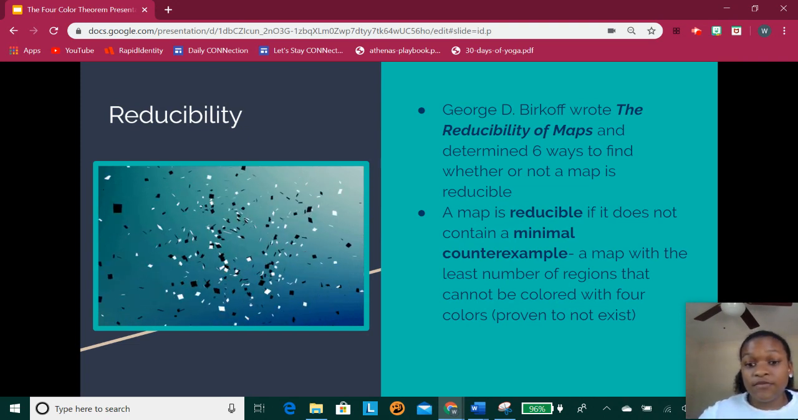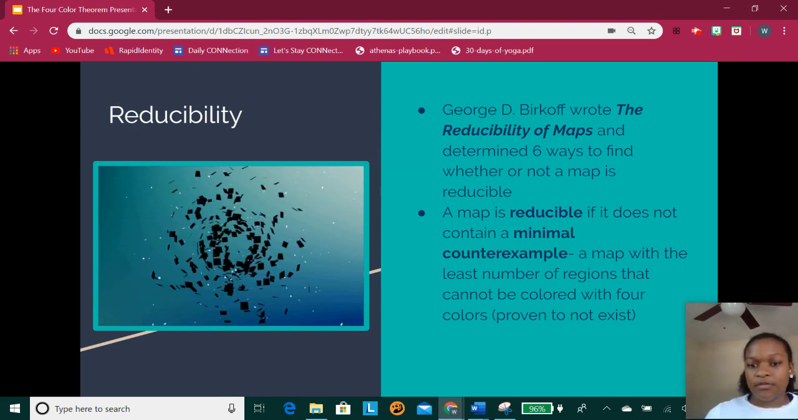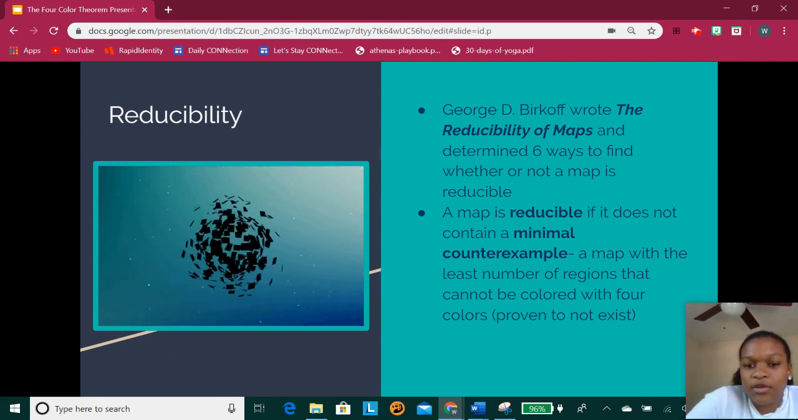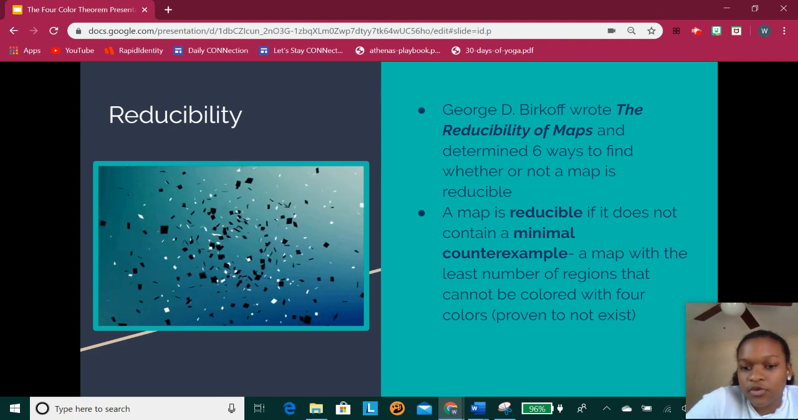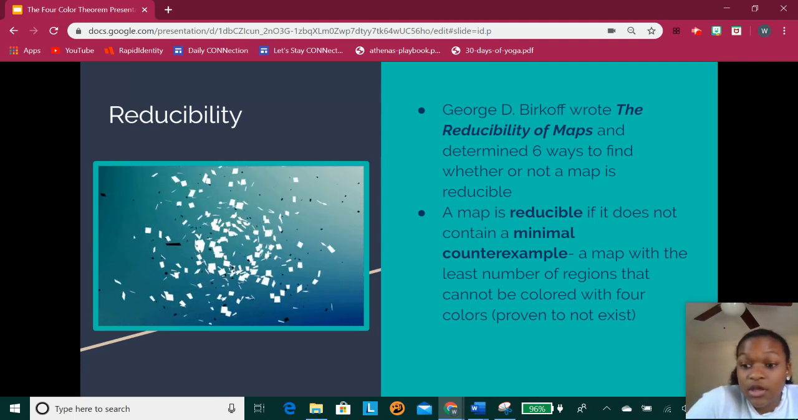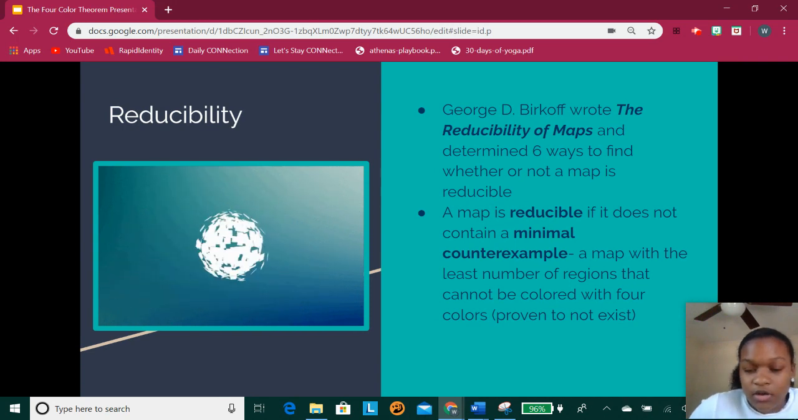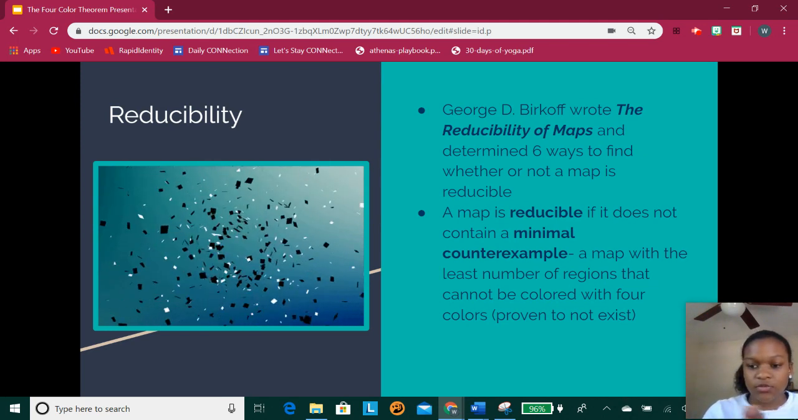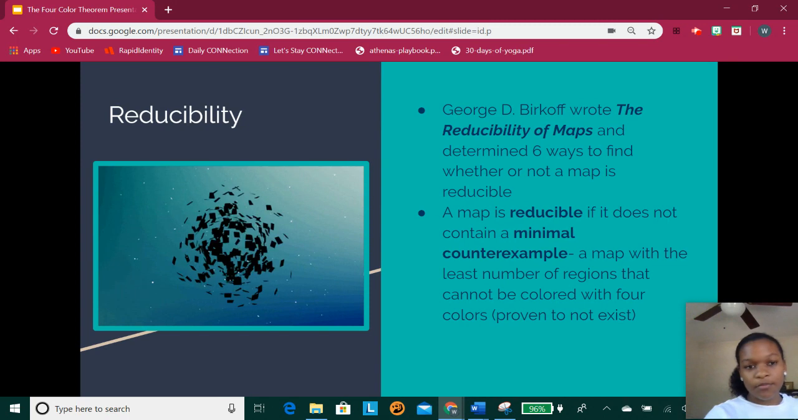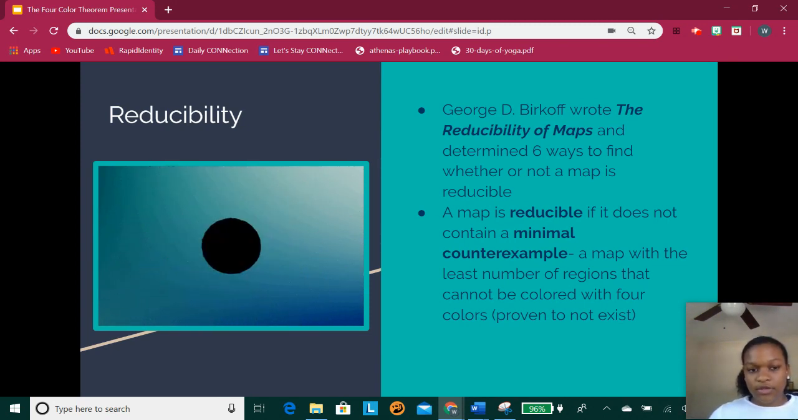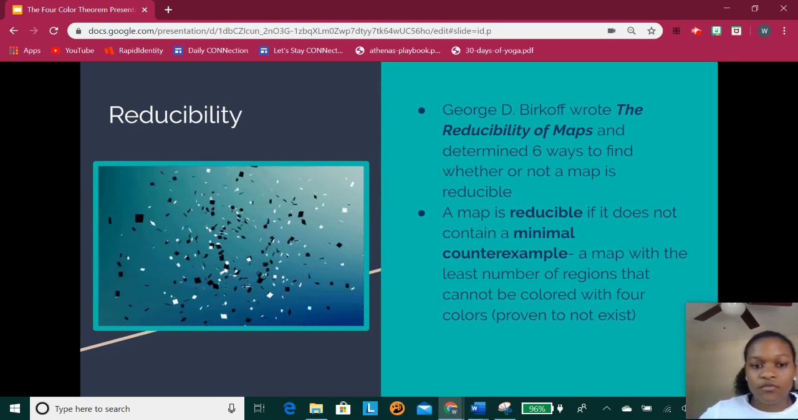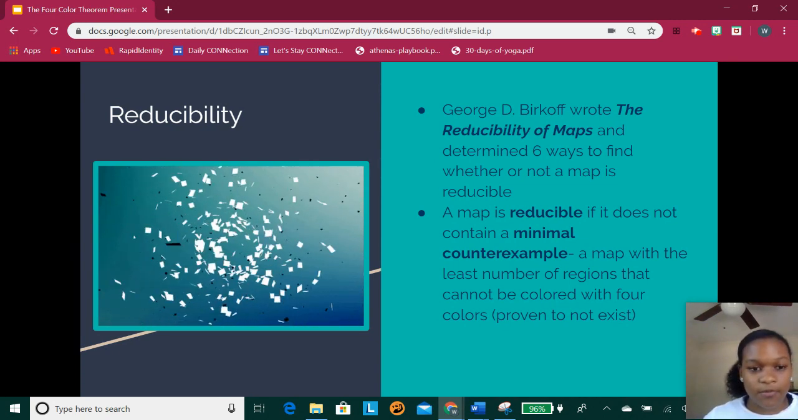A map is reducible if it does not contain a minimal counterexample, which means a map with the least number of regions that cannot be colored with 4 colors. These were proven to not exist, which is why they are called minimal counterexamples. Because if they did exist, then we wouldn't be able to call the Four-Color Theorem a theorem because it wouldn't have been able to be proven. But I'm going to briefly introduce the 6 reductions that Birkhoff wrote about in his paper.